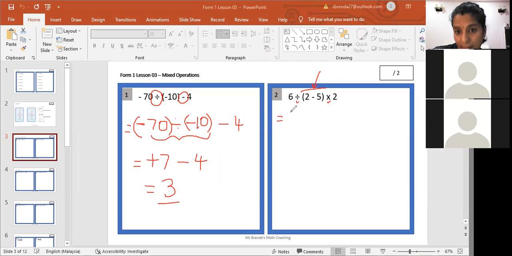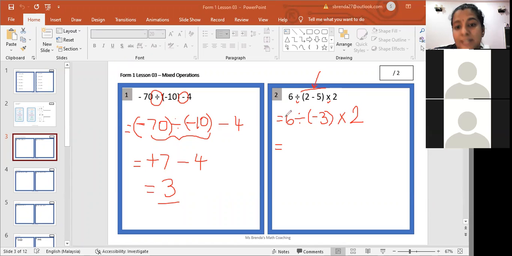Copy everything else. In other words, copy your question, 6 divided by, copy. And what is your answer for 2 minus 5, guys? Negative 3. Very good. So now you'll have negative 3. You put your bracket, and then you're going to multiply it with 2. Now, you have done the bracket. The next thing is to do division and multiplication, and since division comes first, you do division first.